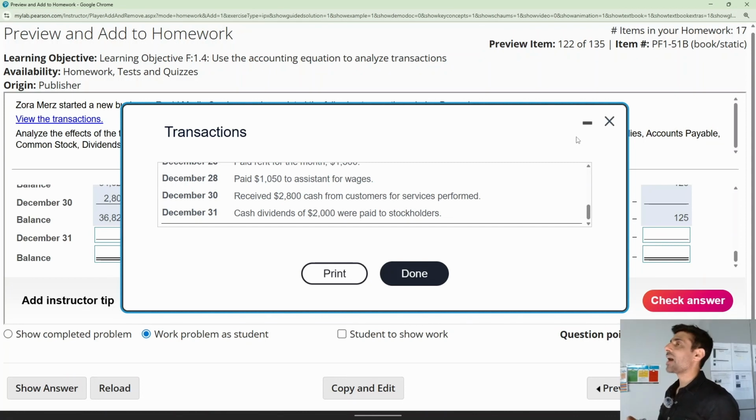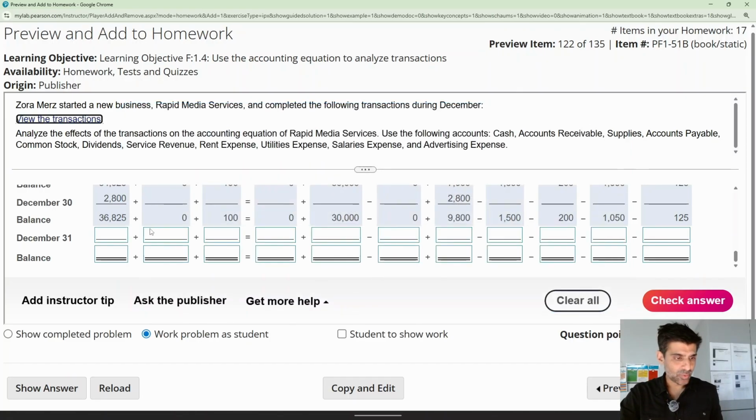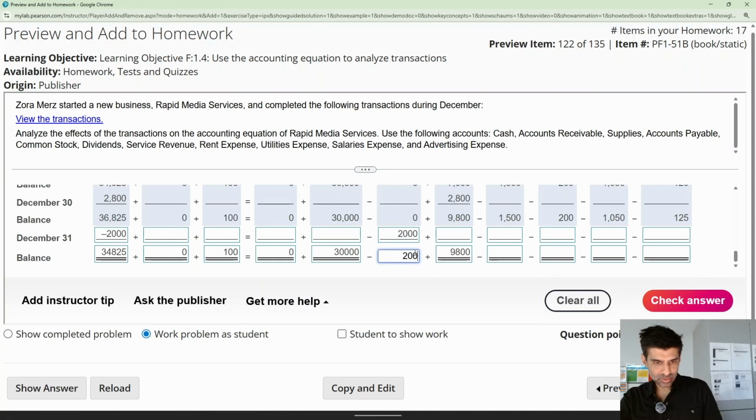So is cash going to go up or down from this? Down, right? You're taking cash from your company's bank account and you're writing a check to all your shareholders and giving them that money. So the bank account balance for your company is going to go down from this. Okay, so we're going to do negative 2,000. So now we're at 34,825. This already has a negative, so I'm just going to put 2,000. And then all the rest of the stuff is the same.